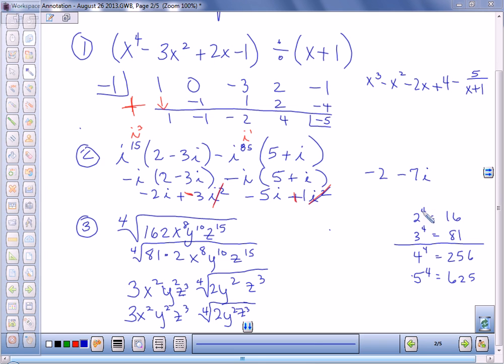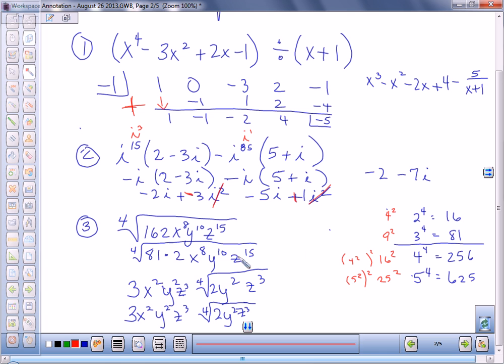2 to the 4th is the same as 4 squared, right? Let me change colors. 2 to the 4th is the same as 4 squared, as 3 to the 4th is the same as 9 squared, as 4 to the 4th is the same as 16 squared, as 5 to the 4th is the same as 25 squared, right? Because this is 5 squared squared. This is 4 squared squared, right? So I don't even memorize my 4th powers because I know my squares. I'm good.